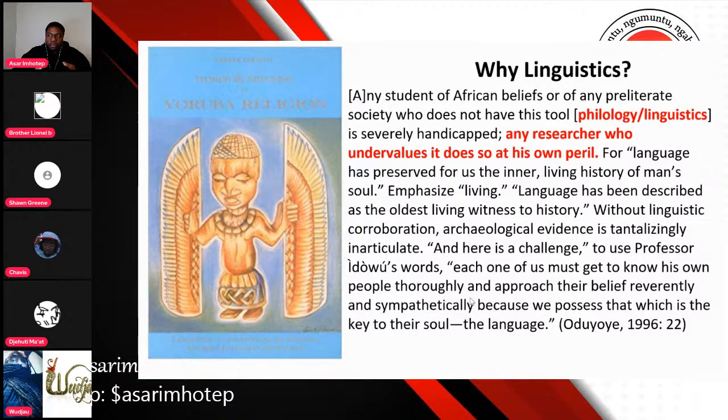Since we're going to be dealing with the comparative method and linguistics, I just wanted to reiterate something that Dr. Modupe Oduyoye has iterated in his seminal work, Words and Meaning in Yoruba Religion. The subtitle is Linguistic Connections in Yoruba, Ancient Egyptian, and Semitic, which was published in 1996. He says, any student of African beliefs or any pre-literate society who does not have this tool, meaning philology or linguistics, is severely handicapped. Any researcher who undervalues it does so at his own peril.